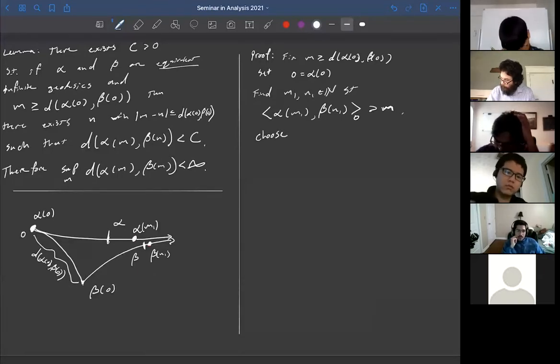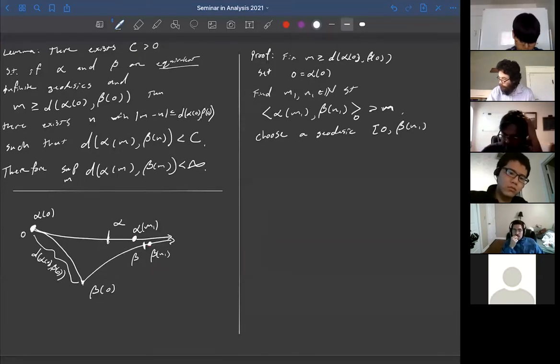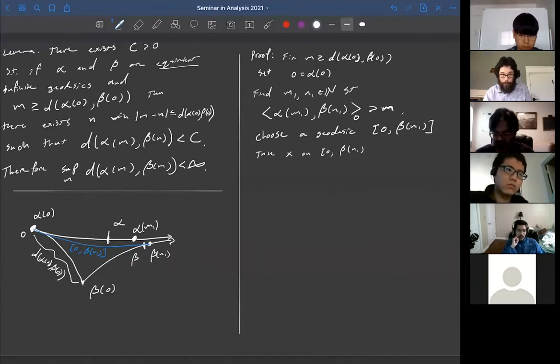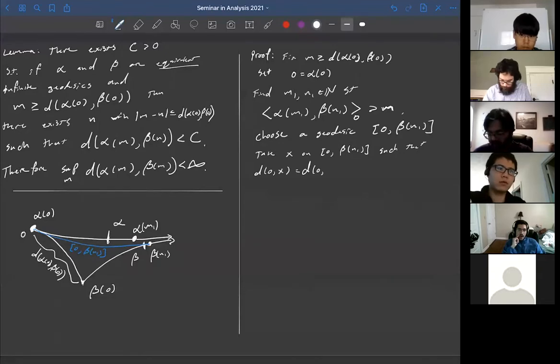And now what we're going to do is choose a geodesic. We want to draw some triangles here, so we're going to choose a geodesic from the origin to beta N1. Maybe I'll try to use a different color for that. So I'm going to choose some geodesic here, the geodesic from O to beta N1. Now we'll take x on this geodesic from O to beta N1 such that the distance from the origin to x is the same as the distance from the origin to alpha M.